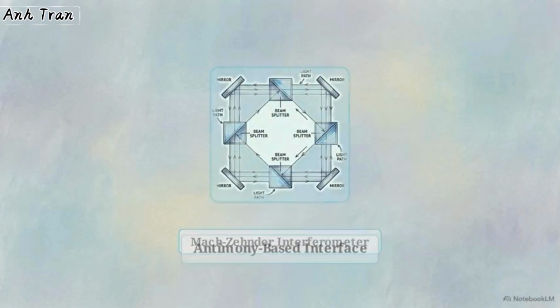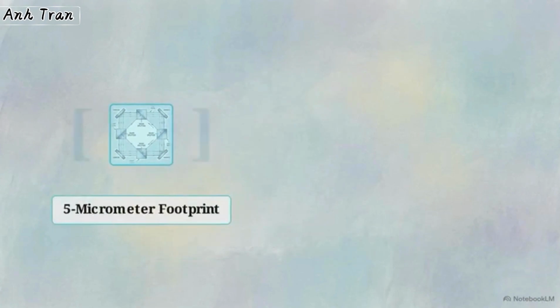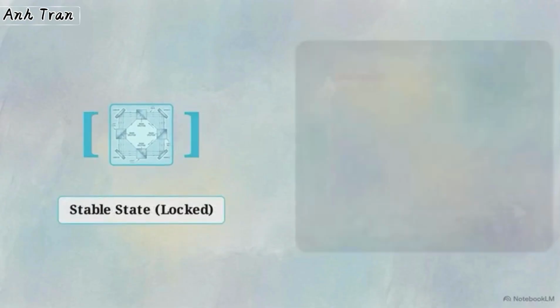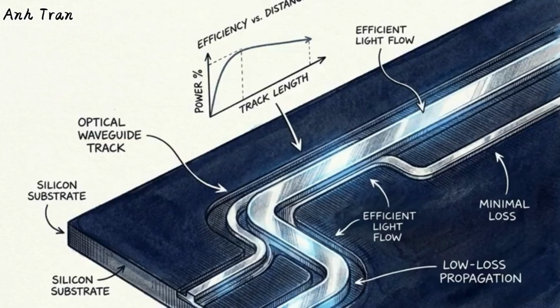Applying an antimony-based phase change interface shrinks the modulation length to a 5 micrometer footprint, locking into a stable state. At the 1550 nanometer band, this drops the absorption profile near zero. This level of phase control is achieved with an energy footprint of only 10 femtojoules per cubic nanometer.